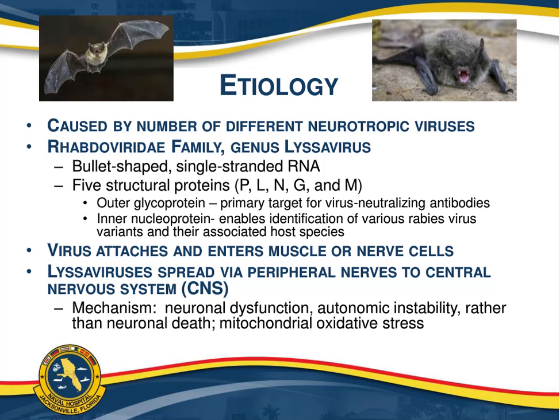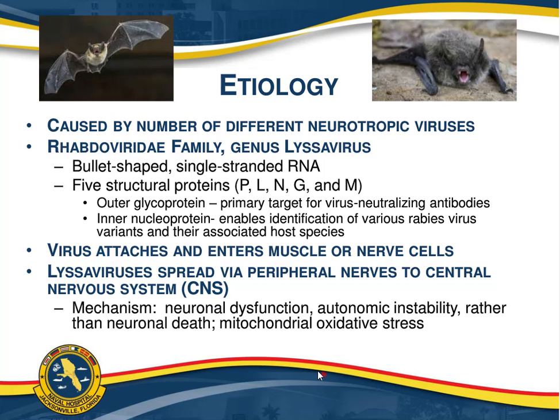So it's caused by a number of different neurotropic viruses. It's not just one virus. It's the Rhabdoviridae family of viruses. They're bullet-shaped, single-stranded RNA viruses. I'm not going to go a whole lot into the exact structure of those. I want to go through these slides and get to the treatment and the recognition of this, and the post-exposure prophylaxis, which I think is very, very important.